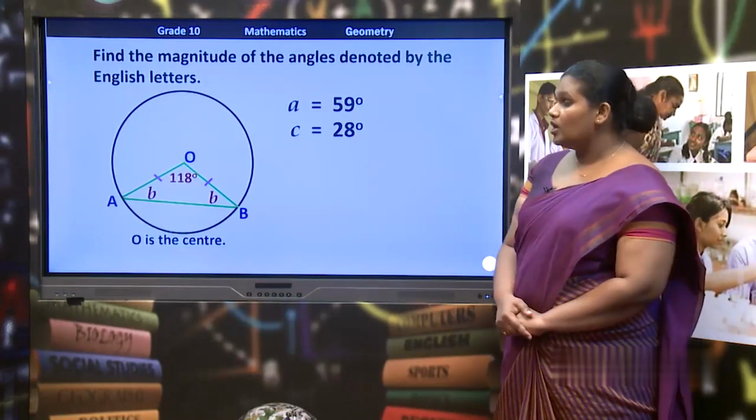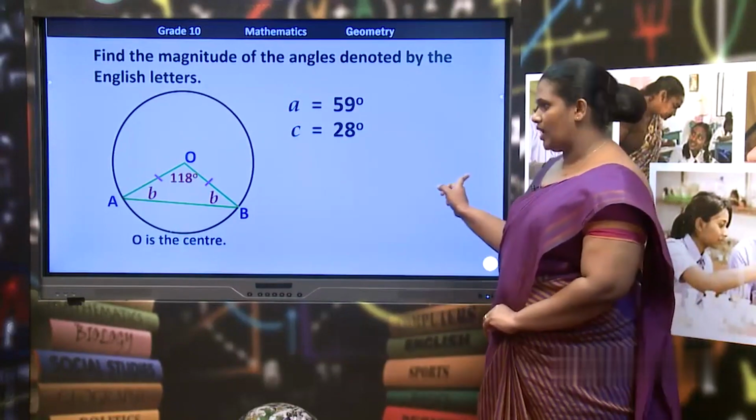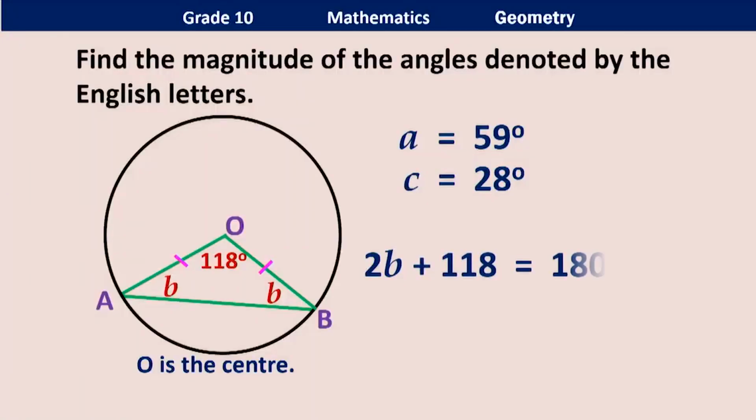Now, I know all three angles in this triangle, therefore, I am going to get the sum of it. B plus B plus 118 equals 180 degrees. So, B plus B becomes 2B. 2B plus 118 equals 180 degrees. Therefore, now we have constructed a simple equation. By solving this, we can get the value of B.